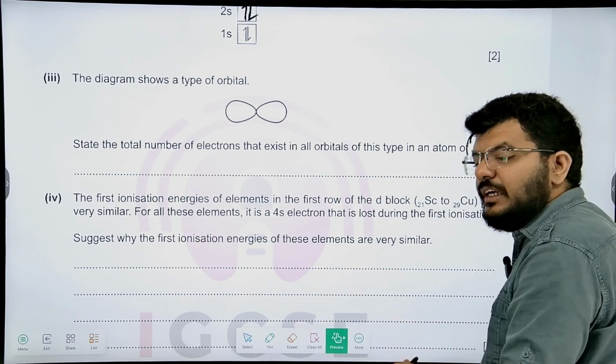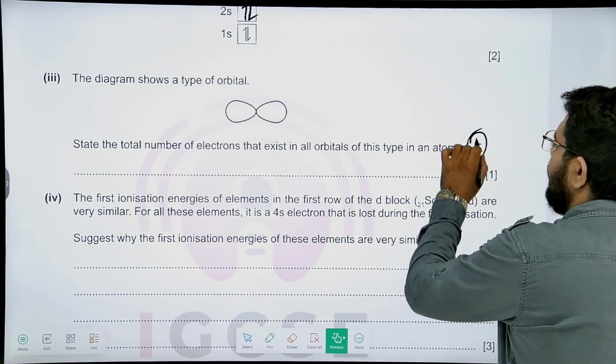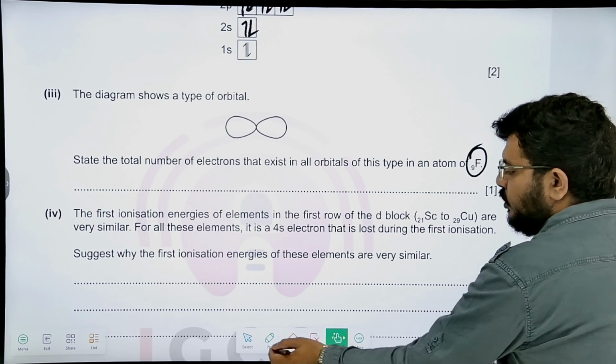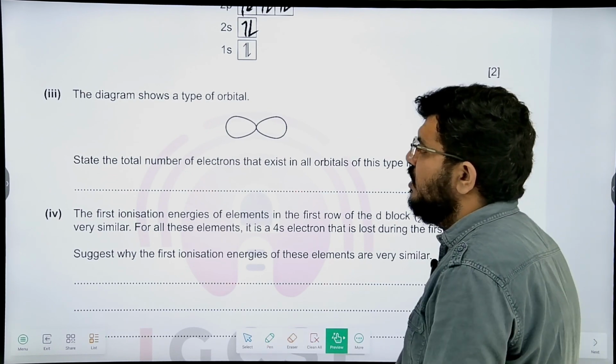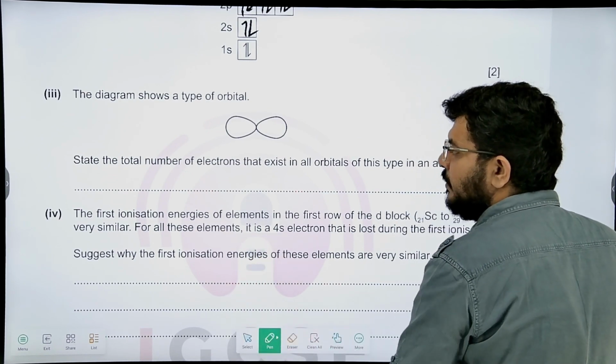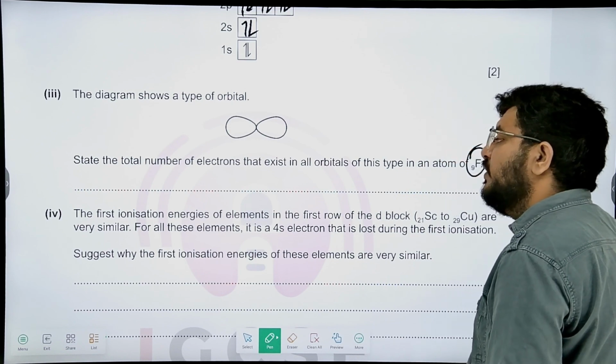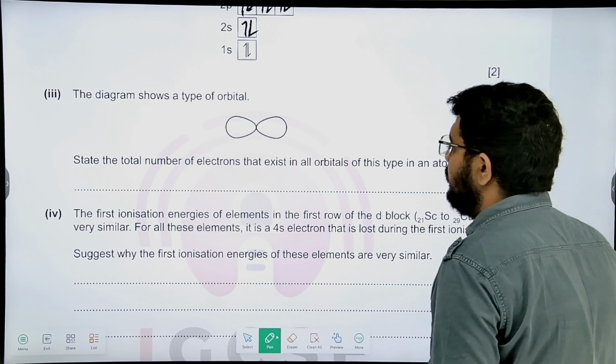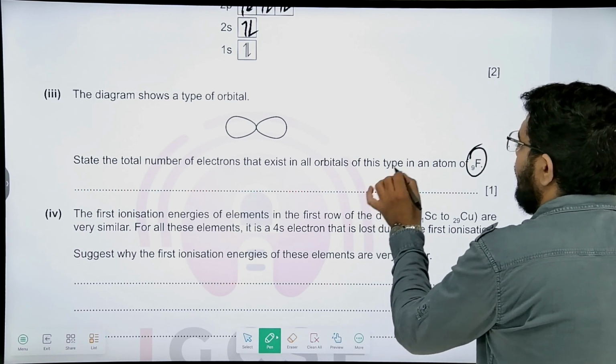So if you're reading very fast, you would just forget to read this fluorine, and what would you write? You would write the answer for silicon. So don't do that, please. State the total number of electrons that exist in all orbitals of this type in an atom of fluorine.